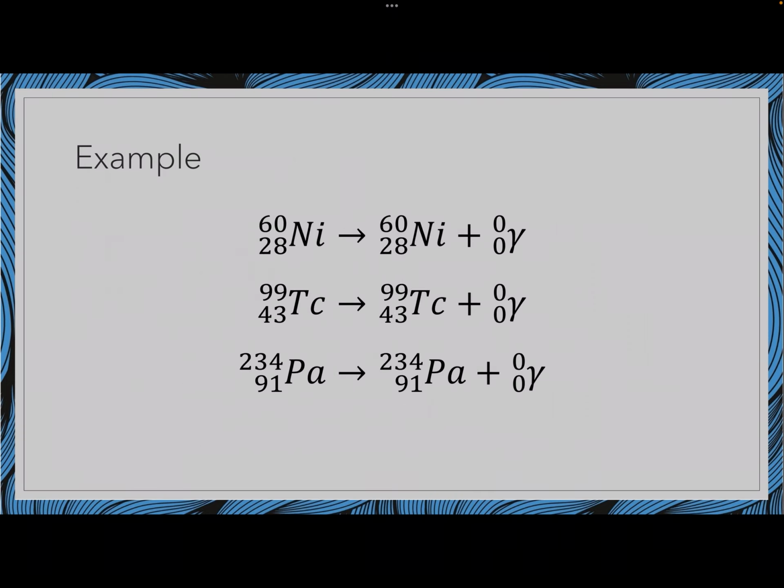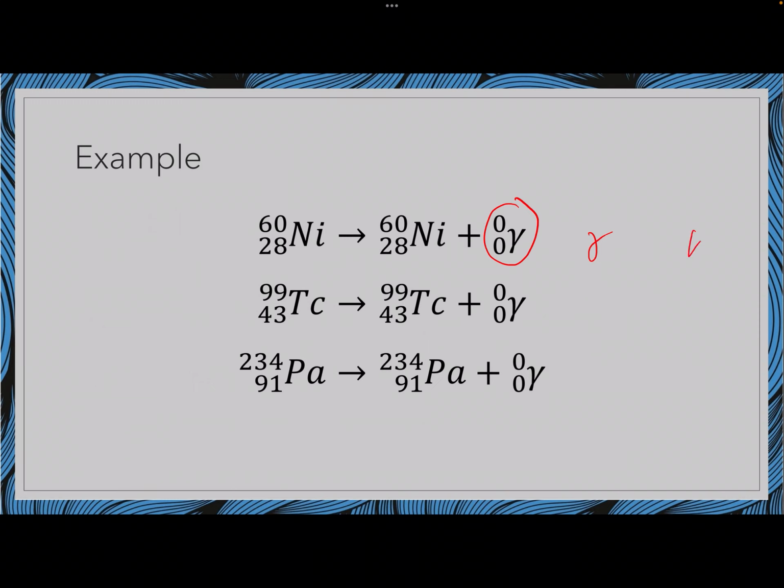So having a look at the examples, nickel goes to nickel plus a gamma ray. Technetium goes to technetium plus a gamma ray. And protactinium goes to protactinium plus a gamma ray. So we always write it as 0, 0 gamma, or we can just write gamma by itself.